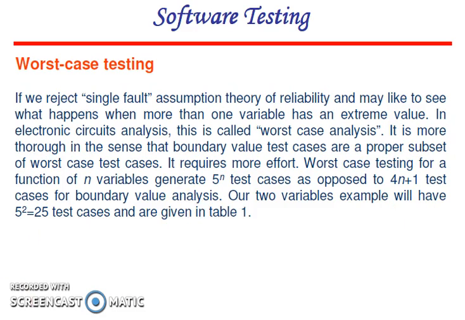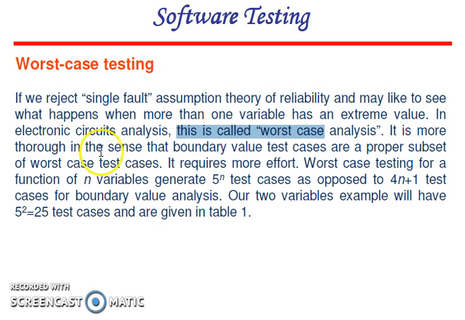Now the next type of testing is worst case testing. Extending robustness testing, we have worst case testing. If we reject the single fault assumption of the theory of reliability, we would like to see what happens when more than one variable has an extreme value. That means we are checking the testing for every phase. In electronic circuit analysis, this is called worst case analysis.